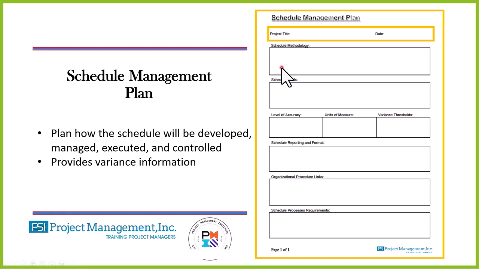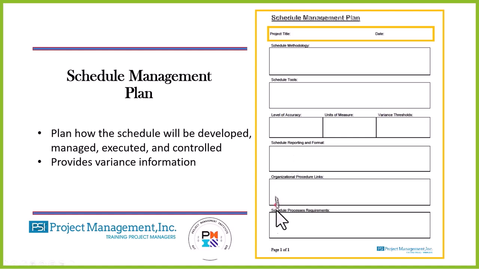What is the methodology? What tools am I going to use? Am I going to use Microsoft Project, Smartsheet, Zoho, Primavera? Exactly what am I going to use? The level of accuracy. Am I going to estimate it within a day, within hours, within months? What is the unit of measure? What is that variance threshold we mentioned? And then our schedule reporting format. And of course, I just mentioned that those formats would be the Gantt chart, the PND, project network diagram, and the milestone chart. How will they be used?